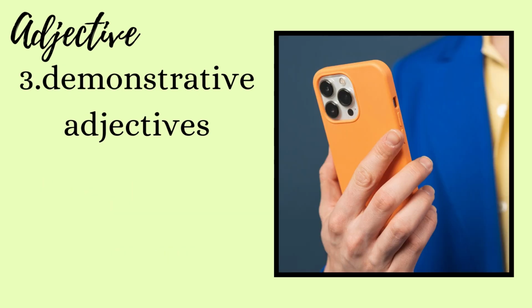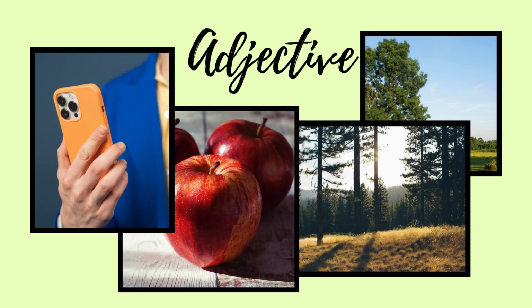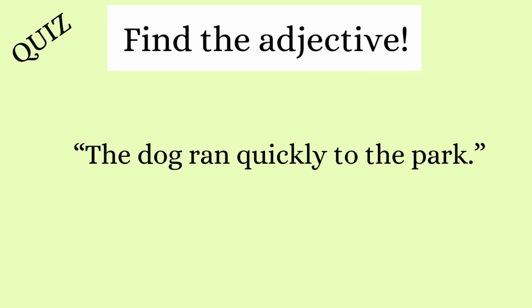Then there are demonstrative adjectives like this, that, these, and those, which point out specific things. Adjectives make our sentences more interesting by giving details about nouns. They can describe color, size, shape, and more. Can you find the adjective in this sentence? Take a moment to look for any words that describe nouns.